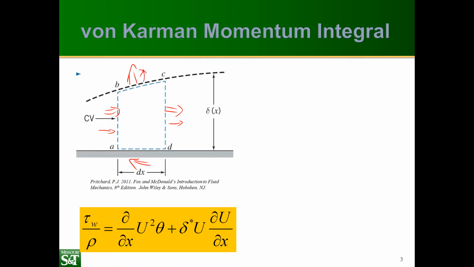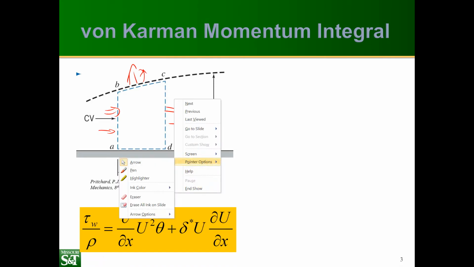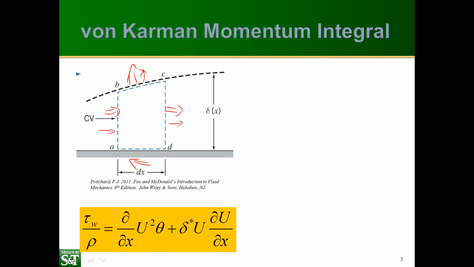And the method is very general, but there's one major shortcoming, and that is that we need to know the velocity profile, velocity divided by free stream velocity, in order to find the boundary layer thickness, because we need that quantity. We need to know little u over capital U in order to find the momentum thickness and the displacement thickness.